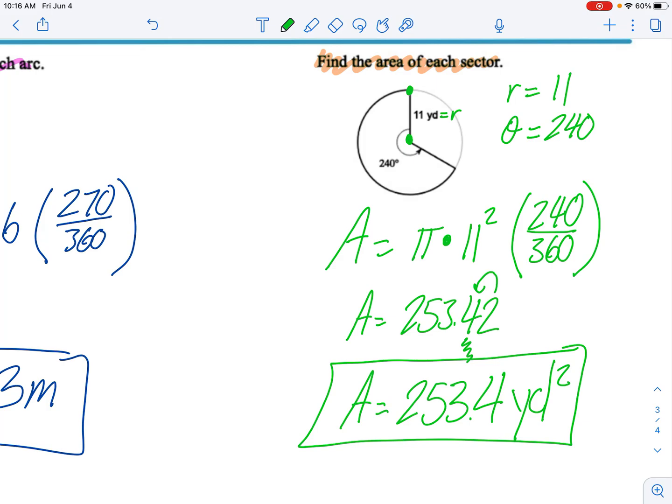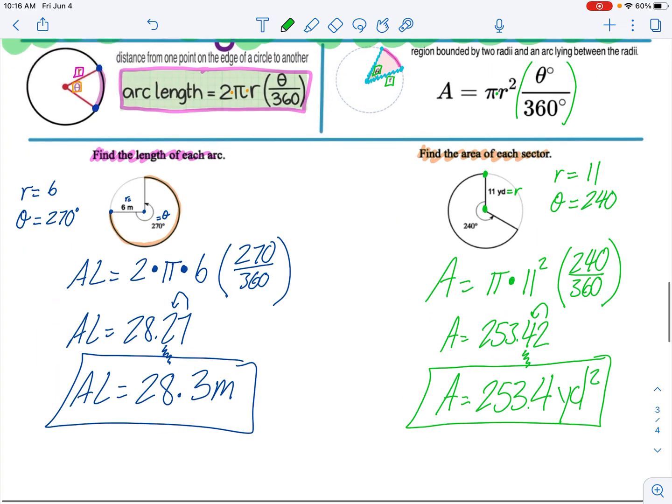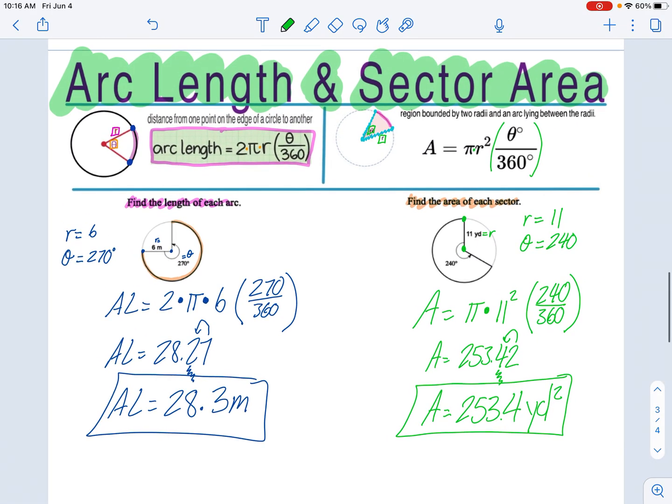And that, kiddos, is how we find the area of a sector. And this is how we find the area of an arc. And these are our notes.